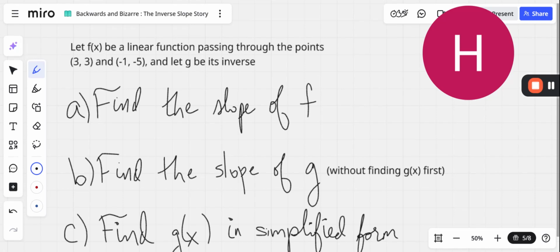And today we have a problem involving inverses. We're going to take a look at the slope and the relationship of the slopes between two functions f and g, which are inverses of each other.